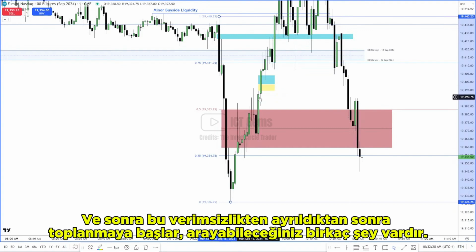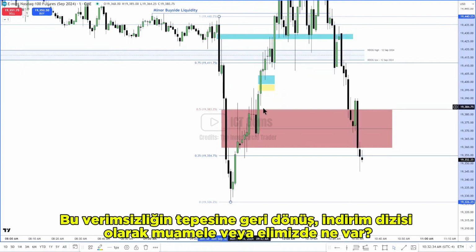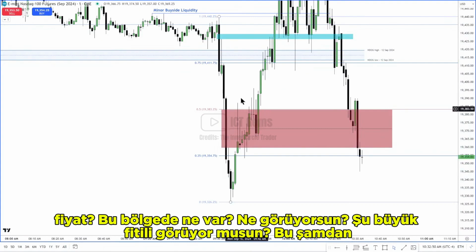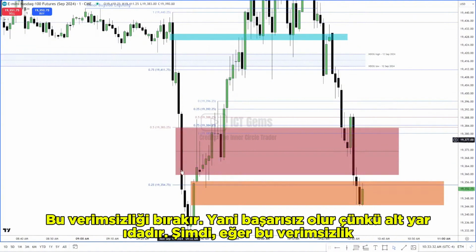Once it leaves this inefficiency, you have several things you can look for. A return back into the top of that inefficiency to treat that as a discount array. Or what do we have in price? What's in this area right here? What do you see? See that big wick? This candlestick leaves this inefficiency. So it's failed because it's in the lower half.